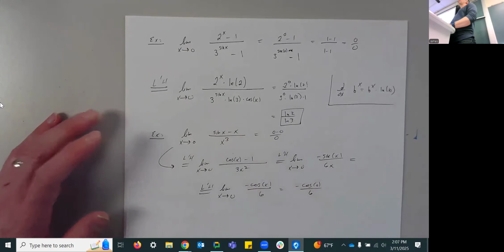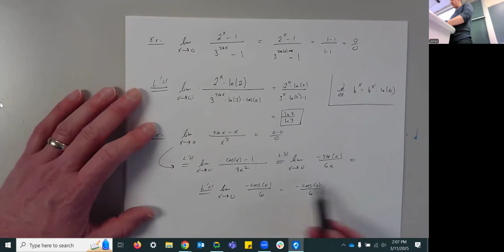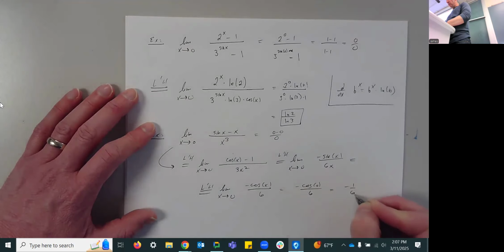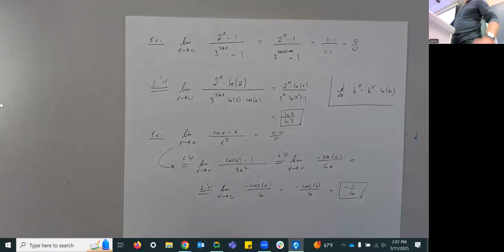If it were me and I couldn't remember what cosine of 0 was, well, I probably have problems before this, but I would write this step in case I was having a problem, and then it's going to be negative 1 over 6. But that shows you at least know that that's the place where you're supposed to plug it in. Okay.